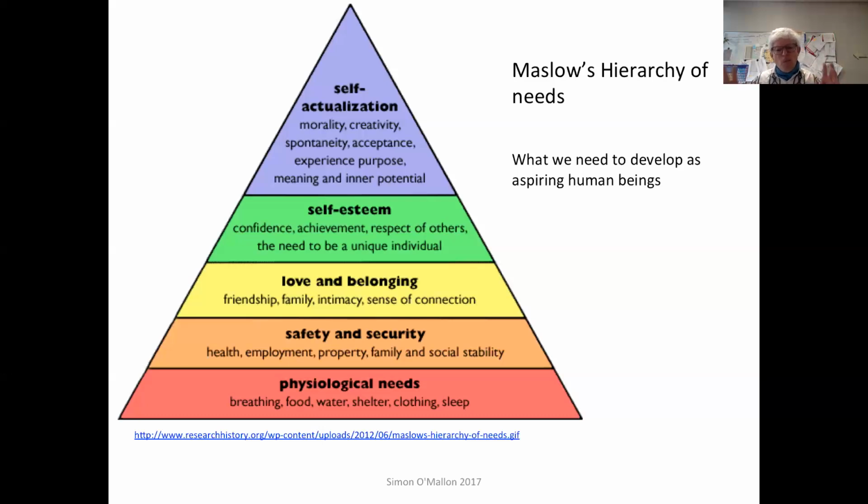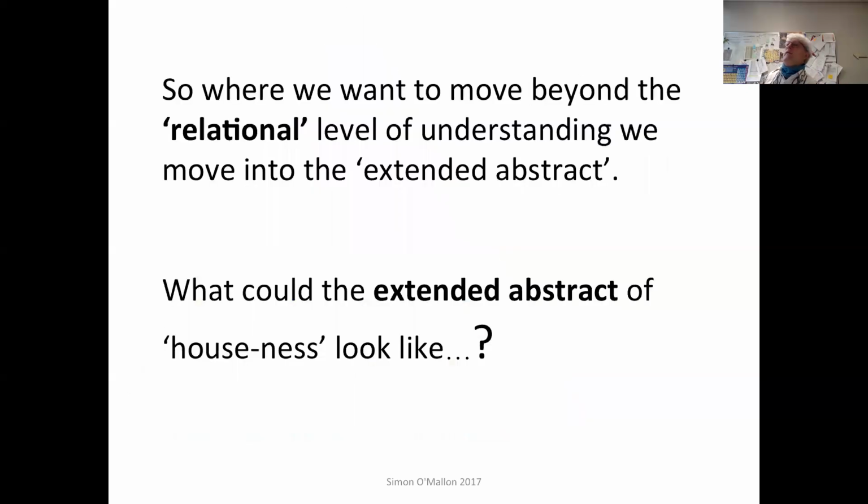So in a way, the SOLO taxonomy is like Maslow's hierarchy of needs, only it's the SOLO taxonomy hierarchy of learning and learners' needs. It's about pushing people from the base level, the pre-structural and the uni-structural, right through to, at the very least, the relational. Relational, you'd be around about self-esteem. Extended abstract, we're moving into self-actualization. Extended abstract, yes, not only do I understand what you told me, I can now tell you something new about that. Perfect. So where we want to move beyond the relational level of understanding, we move into extended abstract.